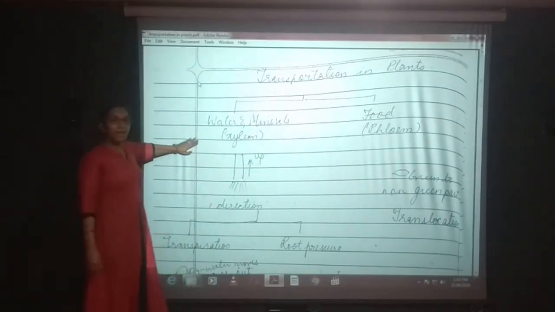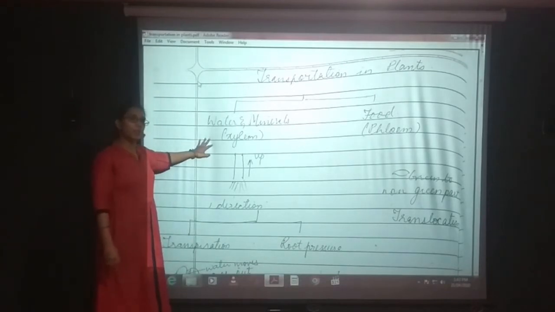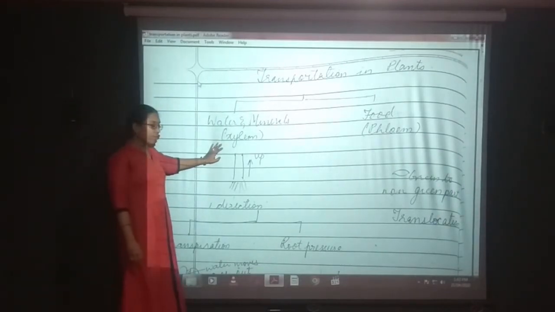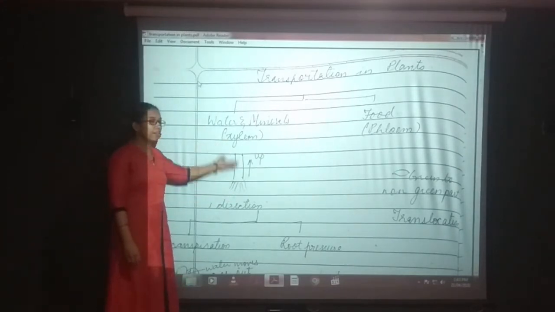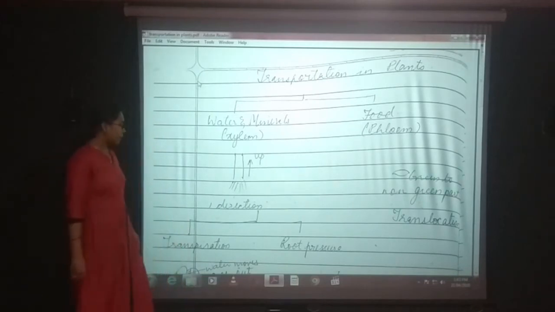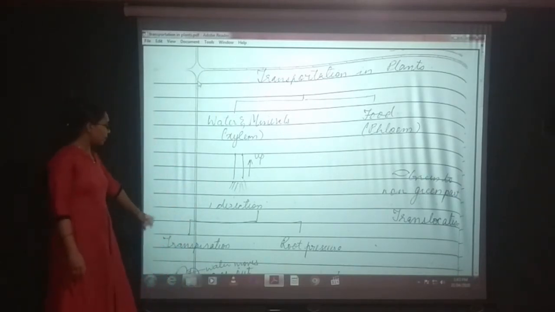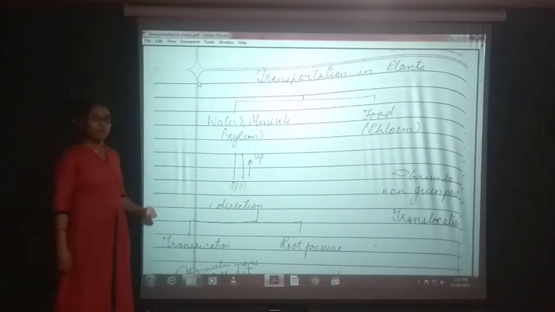phloem. In 9th standard we learned about the different components of xylem, like tracheids and parenchyma. There are many different components of xylem that help in the transport of water in plants. In xylem, the water is taken up from the downside and moved toward the upper side. On the basis of its direction, it is divided into transpiration and root pressure.